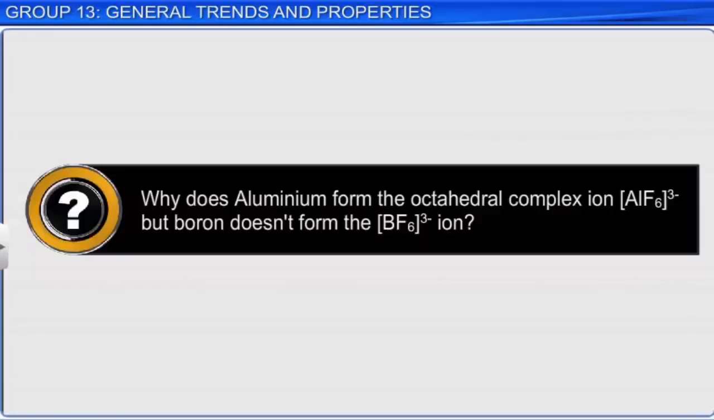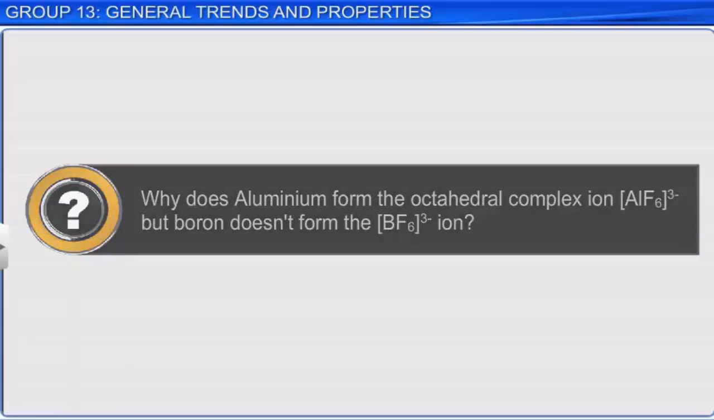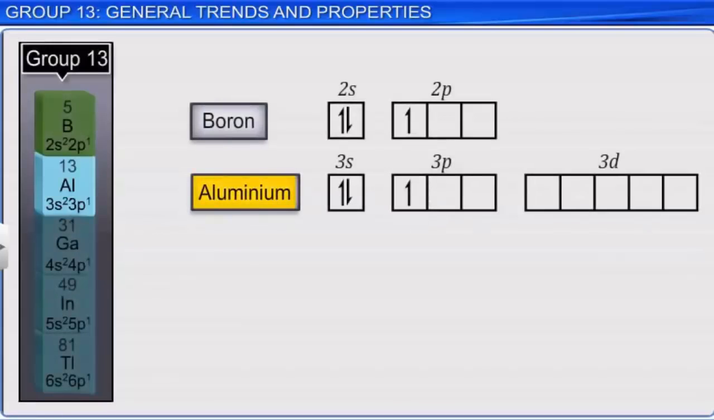Try to answer this question on your own before going on. Why does aluminium form the octahedral complex ion AlF6 3-, but boron doesn't form the BF6 3- ion? Answer: aluminium, in period 3, can use its unused 3d orbitals to achieve an expanded octet. Boron doesn't have any d orbitals, so it cannot expand its octet.